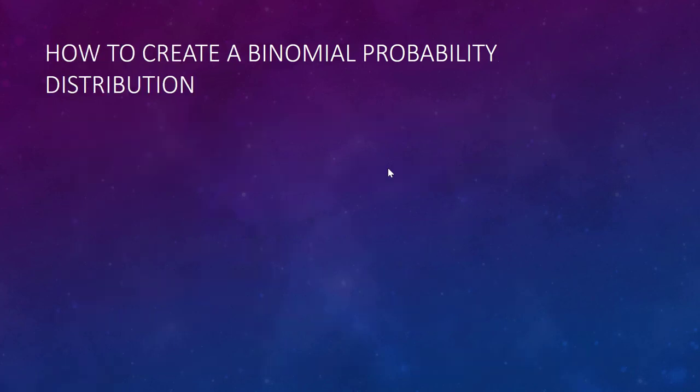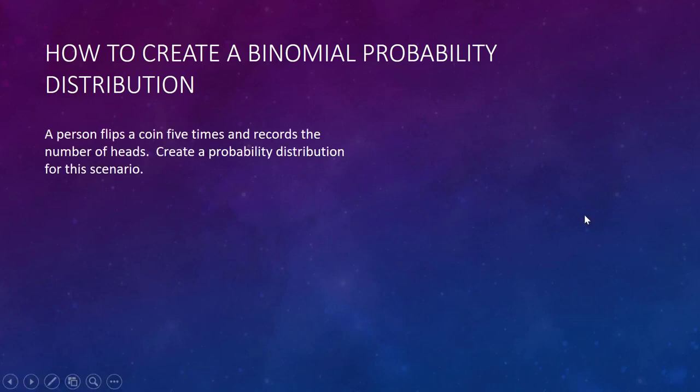15%. So the last thing I want to cover in this video is how to create a binomial probability distribution. And this is almost the same as what we've been doing with one important exception. So let's begin. We're going to go back to the first example we did with binomial probabilities, where we said that a person flips a coin 5 times and records the number of heads. This time, instead of just calculating a single probability, so for example, what is the probability of exactly 2 heads or something like that, we're going to create an entire probability distribution.